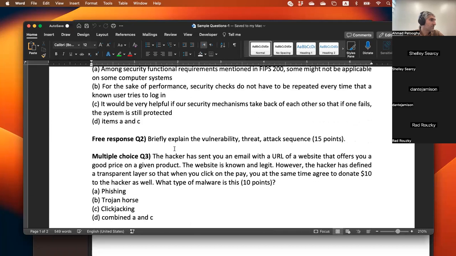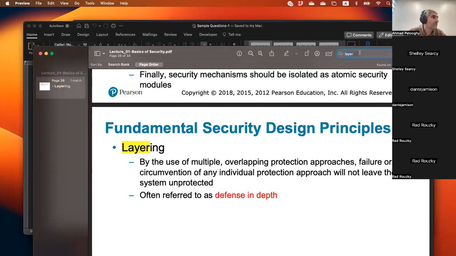So free response 2 says, briefly explain the vulnerability, threat, and attack sequence. We talked about it very clearly in the class. We said that a vulnerability or exploit is any weakness in a computer system, any type of weakness or imperfection that can be used for triggering a threat. That's what we call a vulnerability. Of course, we have this slide here.